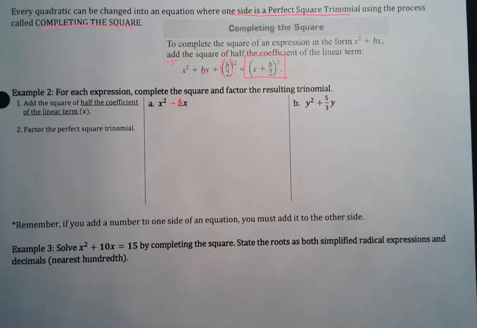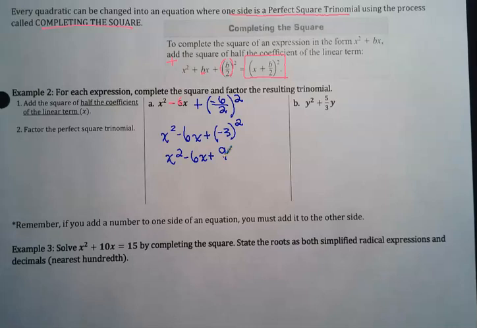Right, so since that's our linear term, we're going to take this and add negative 6 divided by 2 squared, which would leave us with x squared minus 6x plus negative 6 divided by 2, which is negative 3 squared. So then we'd have x squared minus 6x plus negative 3 squared, which is 9.